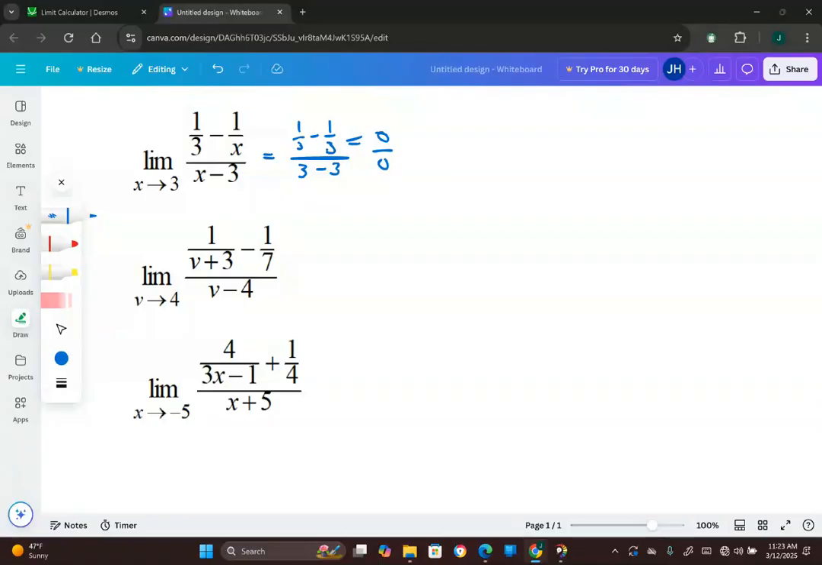If you've watched some of my previous videos, you know this is an indeterminate form. And an indeterminate form means I just can't determine the limit the way it's written. So we're going to try something else here. Okay? What am I going to try?